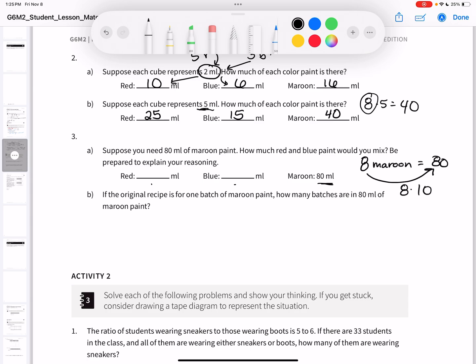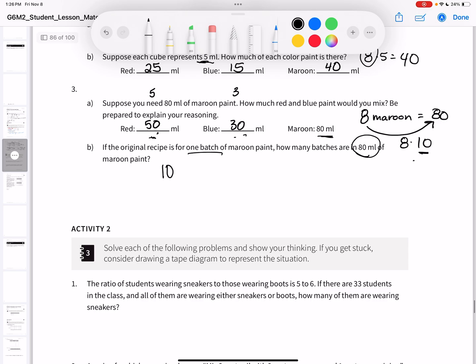So we're going to take the original red, which is 5, and the original blue, which is 3, and multiply them by the same factor, because what you do to one side, you do to the other. So 5 times 10 would be 50, and 3 times 10 would be 30, and 50 plus 30 equals 80. If the original recipe is for 1 batch of maroon paint, how many batches are in 80 milliliters? Well, what did we multiply each one of these by? We multiplied by 10. So there would be 10 batches.